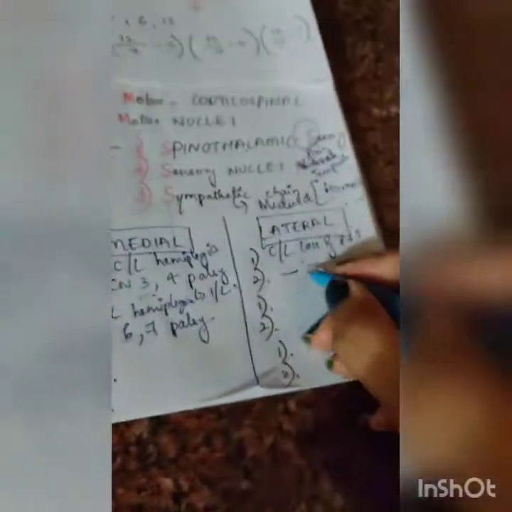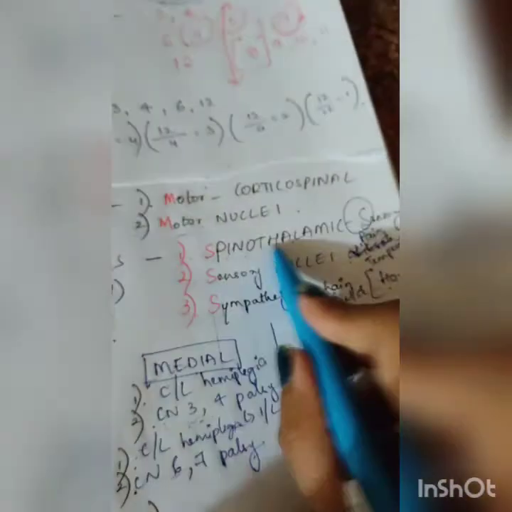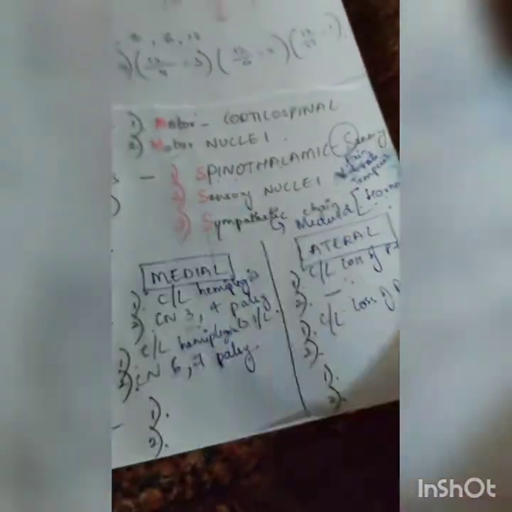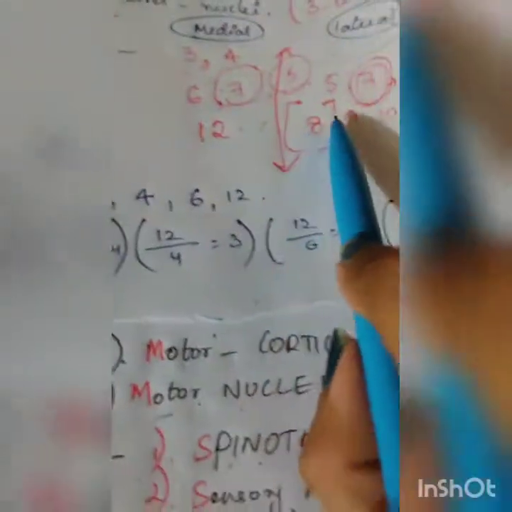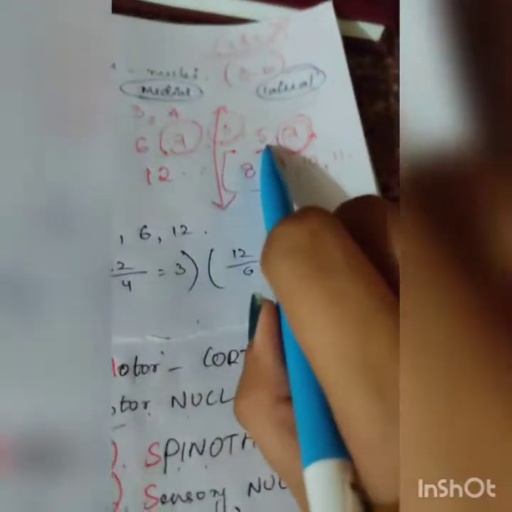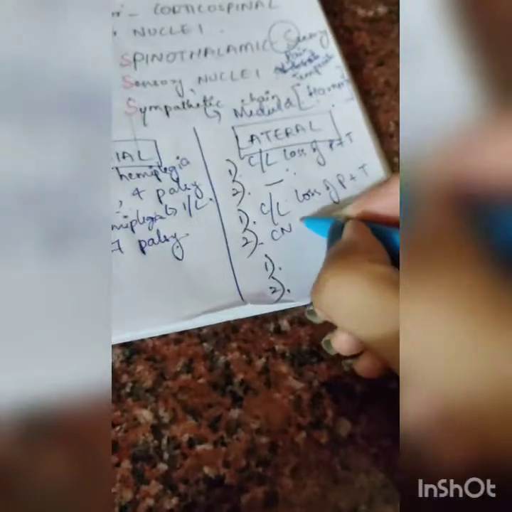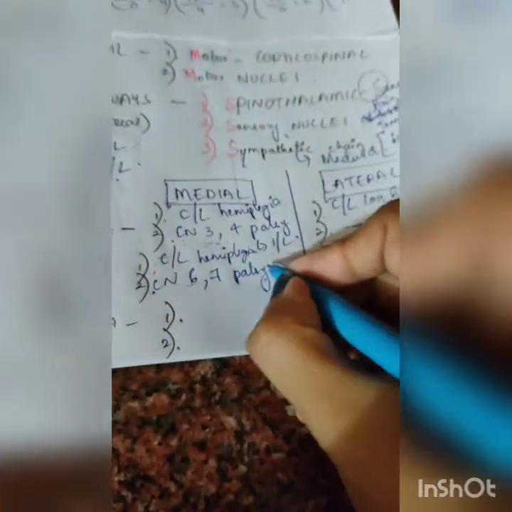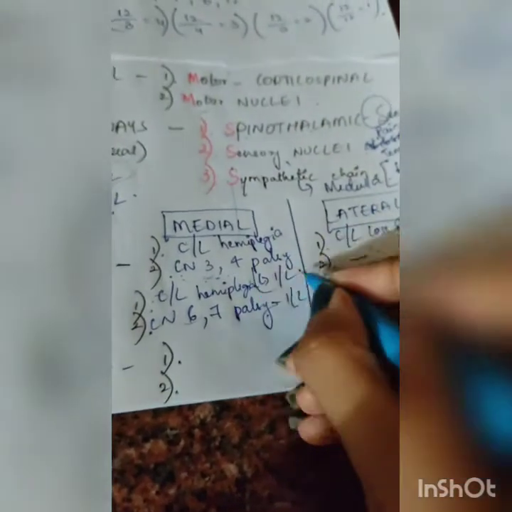And if the pons is affected on the lateral side, the lesion is going to be spinothalamic first. Therefore, contralateral loss of pain and temperature. And we are going to have sensory nuclei issues. There are many nuclei here. So 5 and 7, therefore cranial nerves 5 and 7 palsies again, on the ipsilateral side. As I told you, the face is always affected on the ipsilateral side. So 5 is the trigeminal nerve and 7 is the facial nerve.